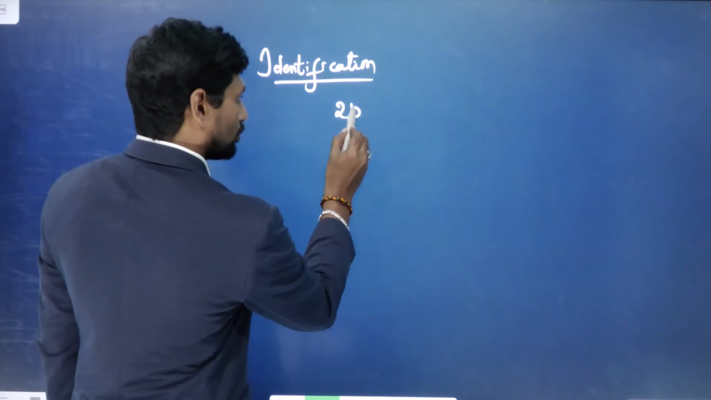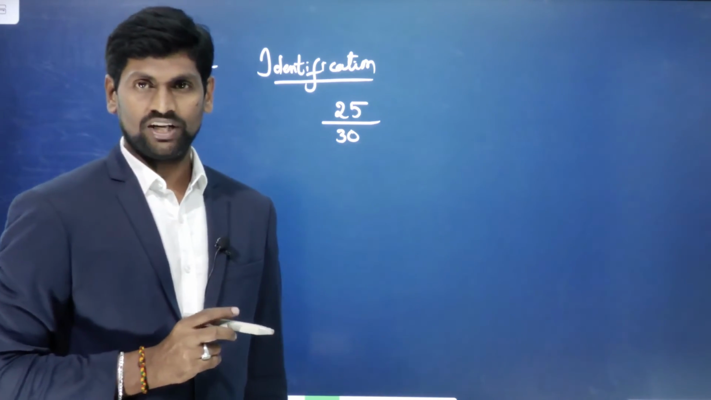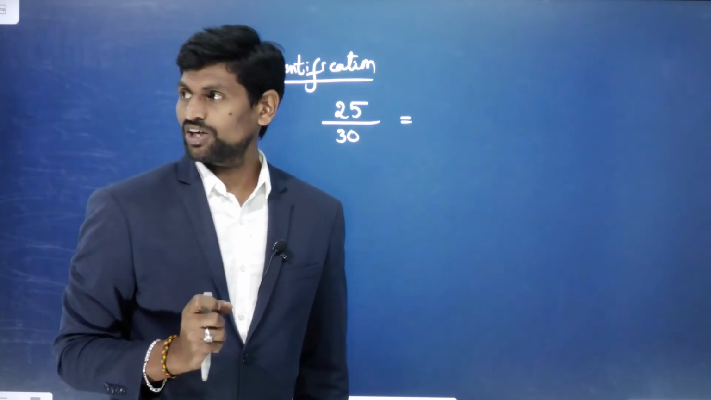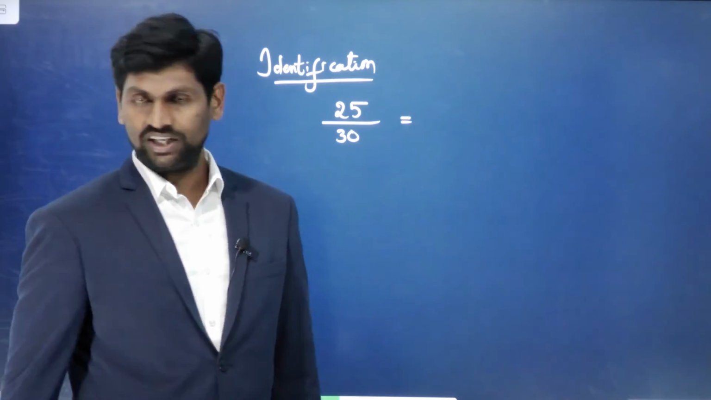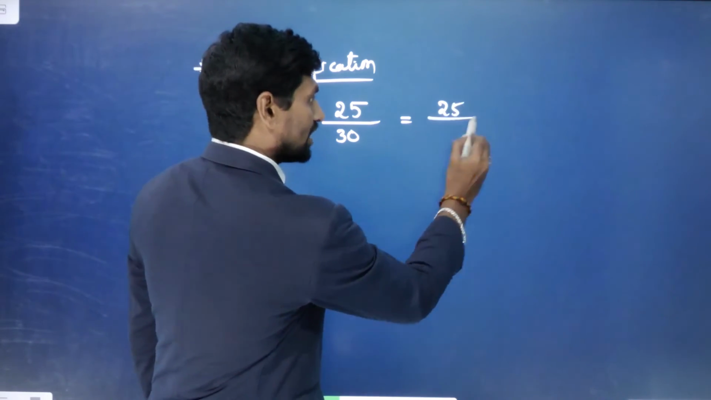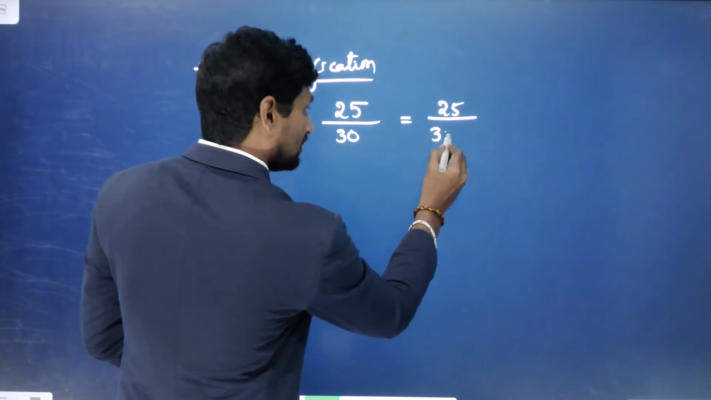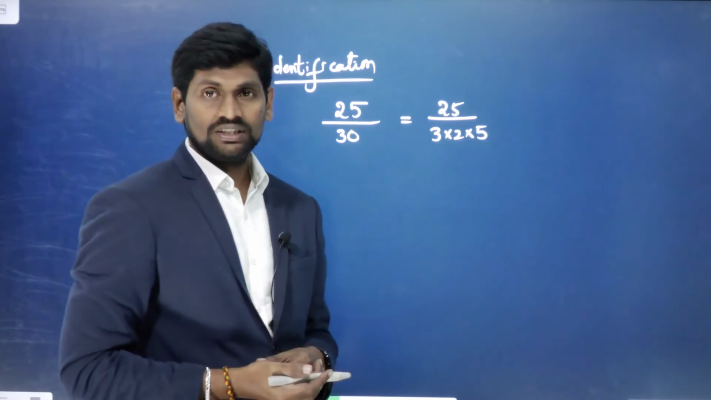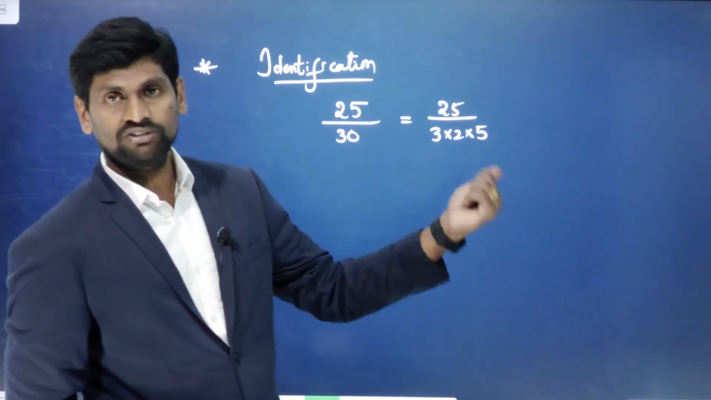For example, 25 by 30. Am I right? I am taking this rational number, whether it is terminating or non-terminating decimal. We need to identify the prime factorization of the denominator. Let us see this. What is the denominator here? 30. Tell its prime factorization. 3 into 2 into 5. Am I right? 3 2s are 6, 6 5s are 30. So 30 we can express as the prime factorization 3 into 2 into 5.